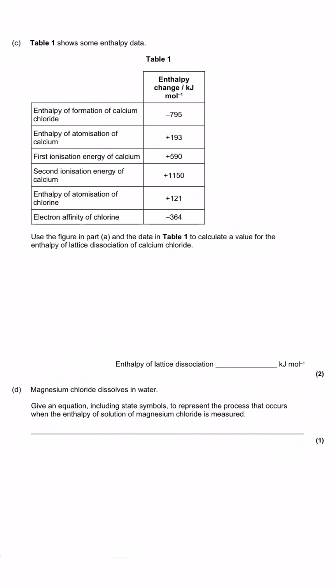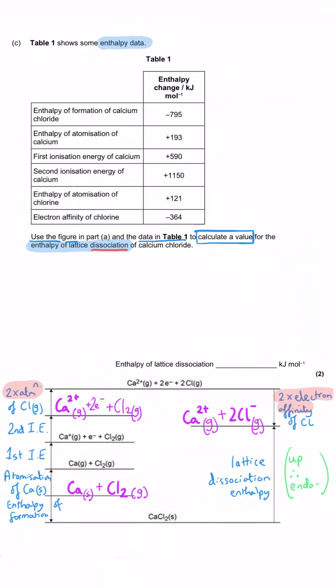Table 1 shows some enthalpy data, and so you can see that all of those changes that I was talking about in the previous question are now being given some numerical values here. And our command is to use the figure in part A and the data in table 1 to calculate a value for the enthalpy of lattice dissociation of calcium chloride. There are 2 ways to answer a question like this.